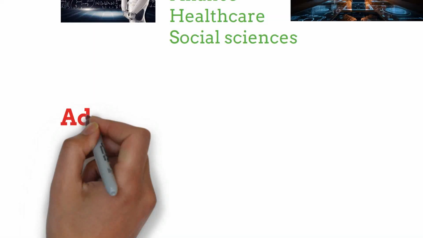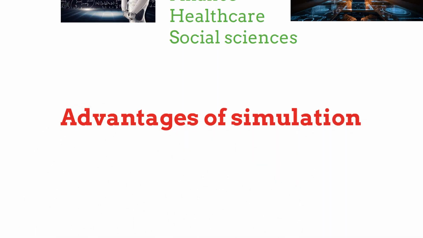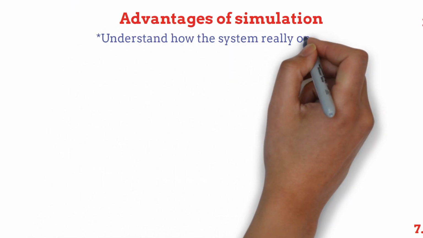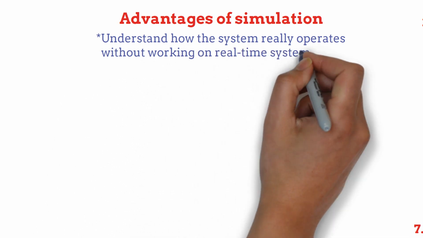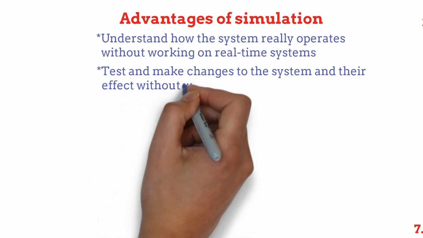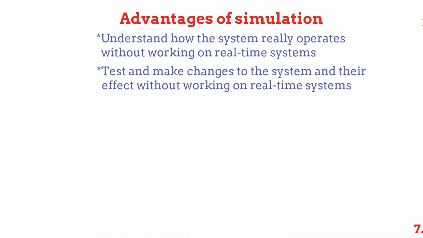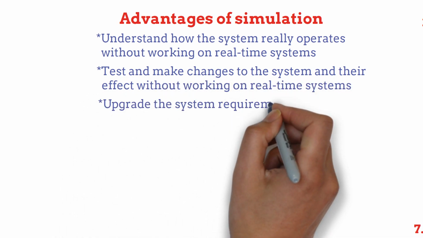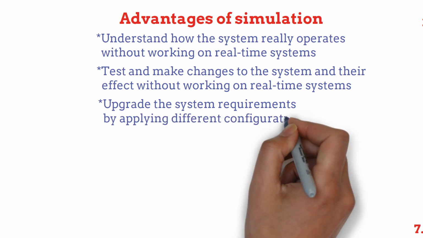There are several advantages of simulation and modeling. With the help of simulation, it is easy to understand how the system really operates without working on real-time systems. Test and make changes to the system and their effect without working on real-time systems. Upgrade the system requirements by applying different configurations.